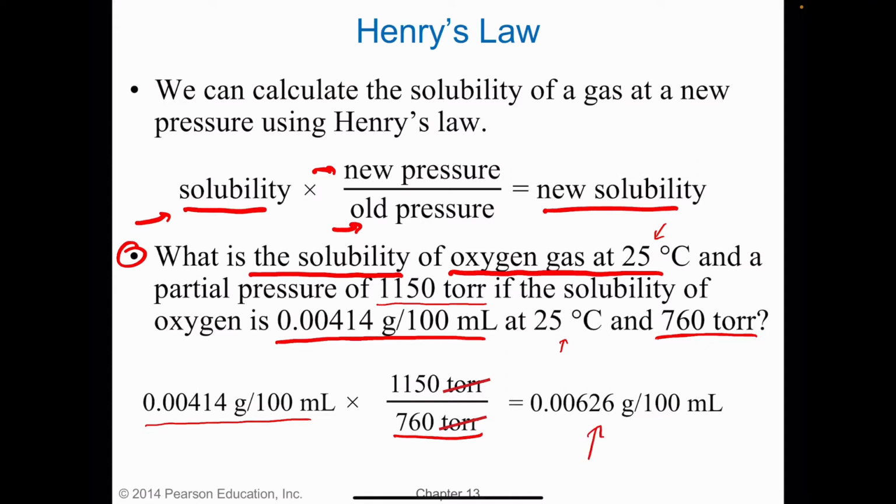And here's our answer for the oxygen gas at 25, where the new pressure is 1150. So the 1150 went in the numerator. But that's just an example of how we can use Henry's law to calculate the new solubility from an old one, provided we know the pressure before and after.